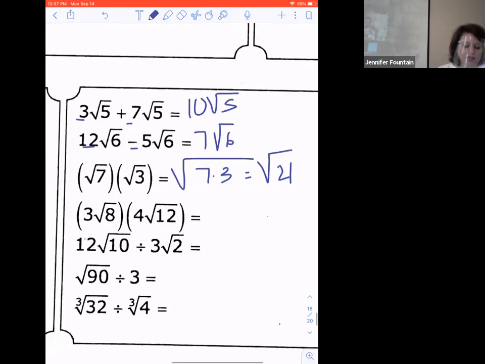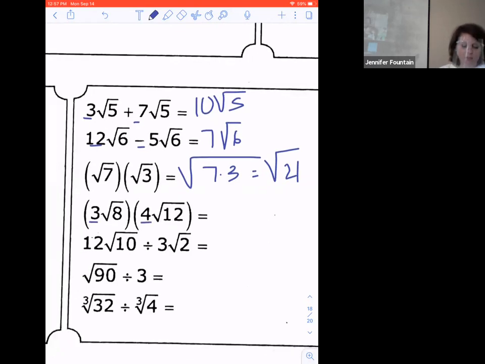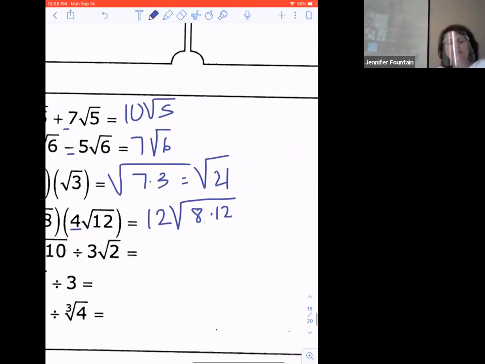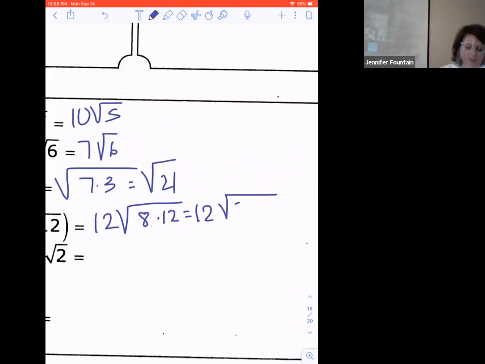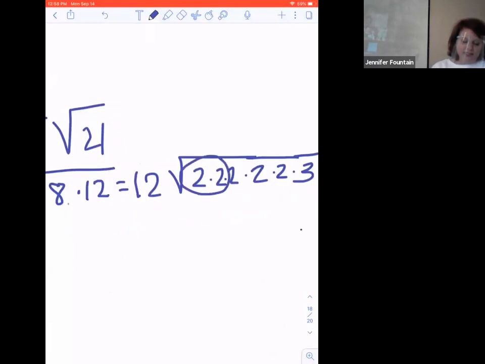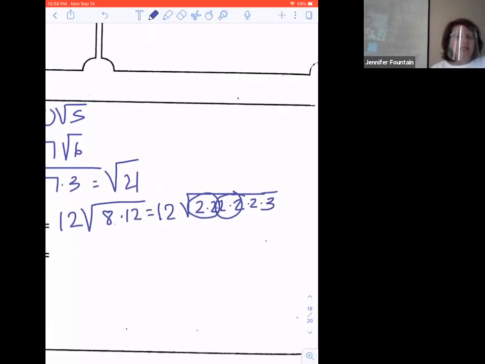Okay, now on this one, I have a number in front of my radical, so I can go ahead and multiply 3 times 4 is 12. Then underneath my radical, I can do 8 times 12. Now, since I know that those are not prime factors, I need to break those down to see if I can simplify that any. So I know 8 is going to be 2 times 2 times 2. And then 12 is going to be 2 times 6, and 6 will be 2 times 3. All right, so I've got everything broken into prime factorization. I'm going to go ahead and find my groupings. So I've got 2 buddies here and 2 buddies here, and then I have a 2 and a 3 left.